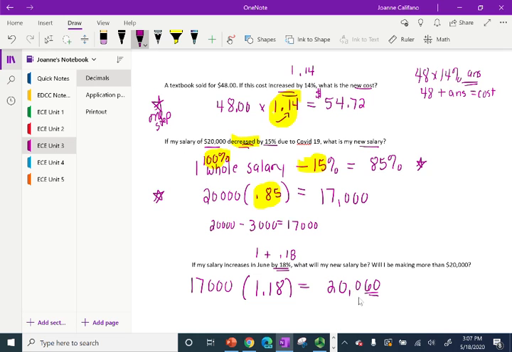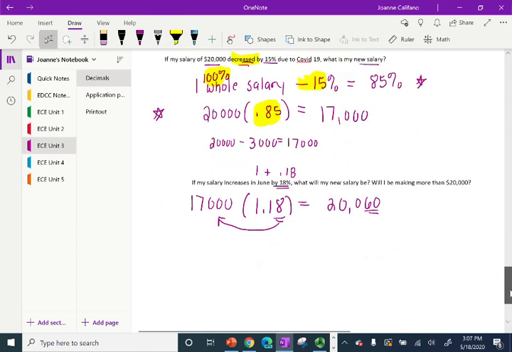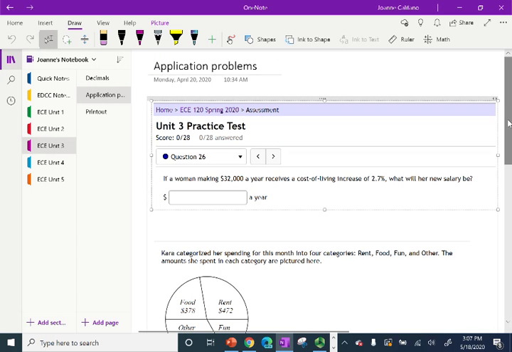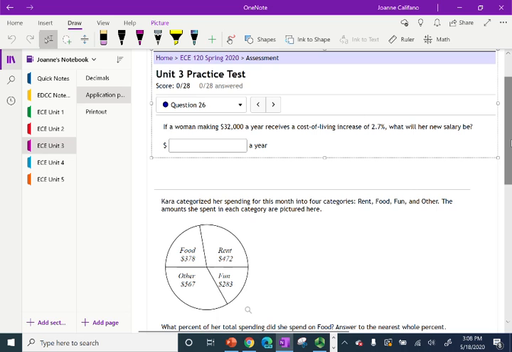Why? Why is it only that much money? Well, because your 18% now is not on 20,000, but it's on 17,000. So even though the percentage is much higher than the 15% that I lost in the last problem, it's on a different amount. So it's not as much of an increase as you might expect. What you're multiplying your percent by is an important thing, right? Okay. A couple different application problems you might see in the homework or in the practice test, actually.